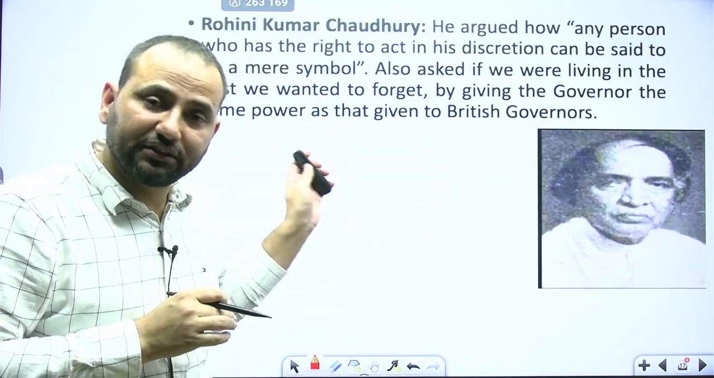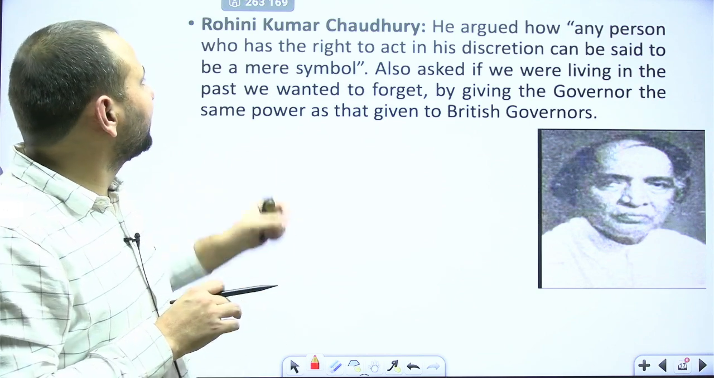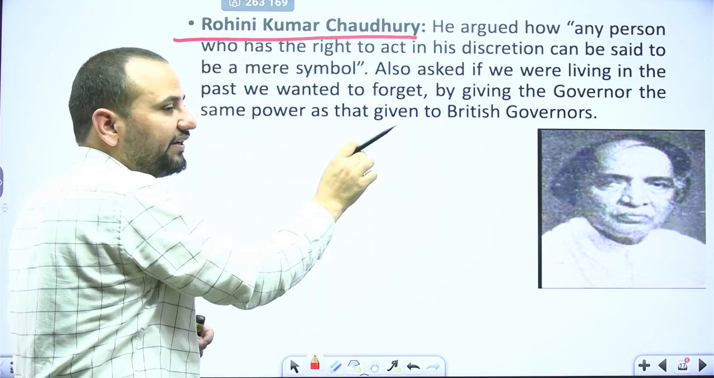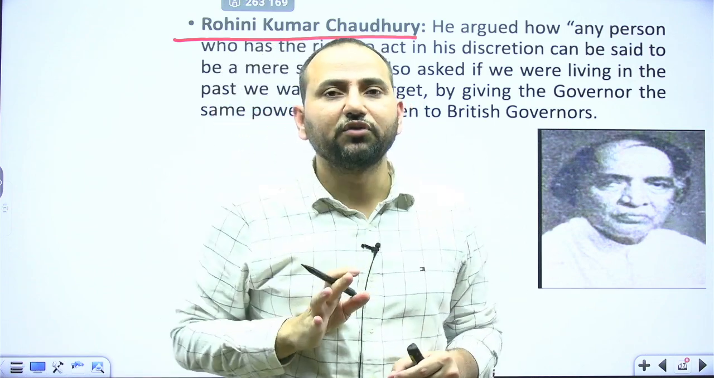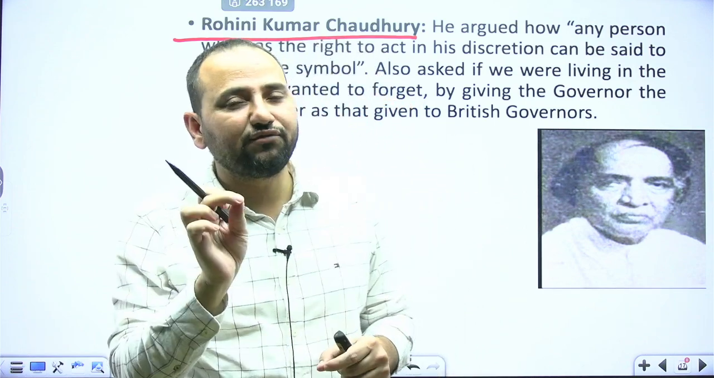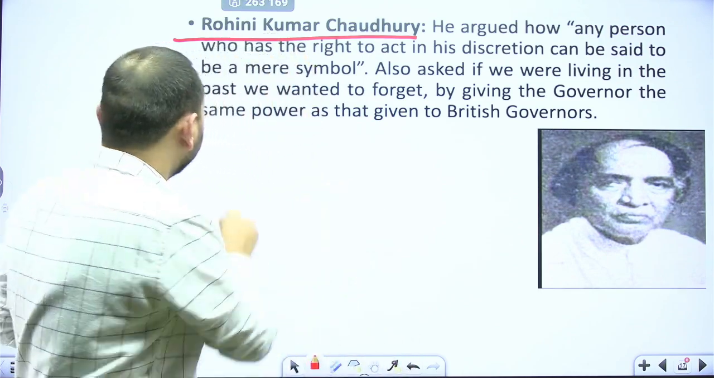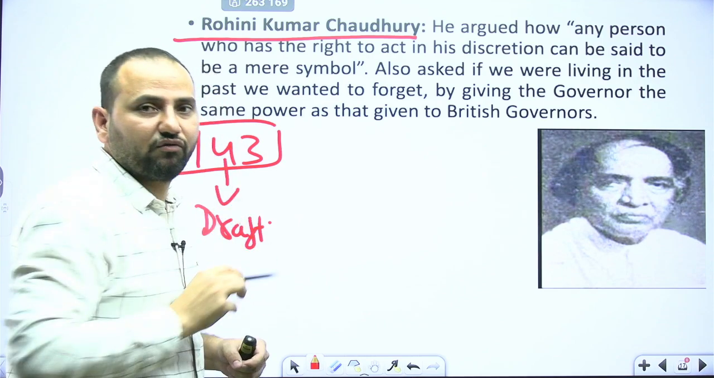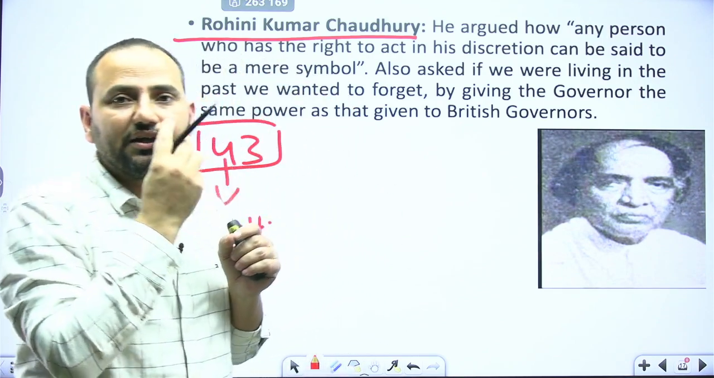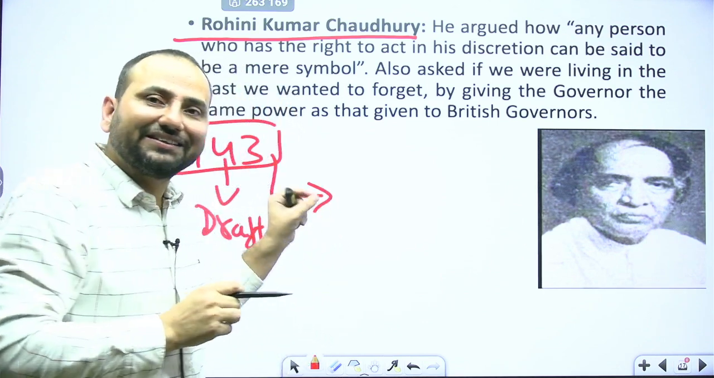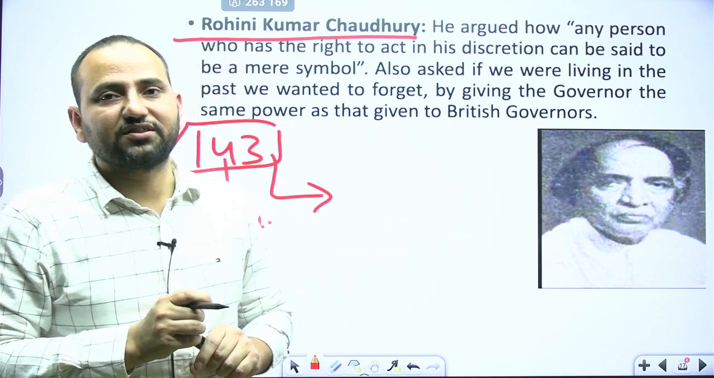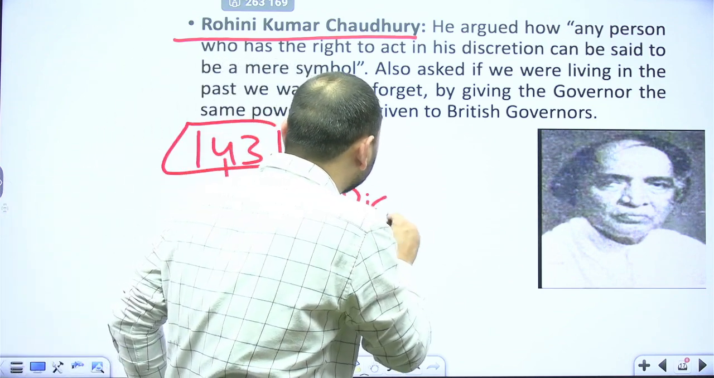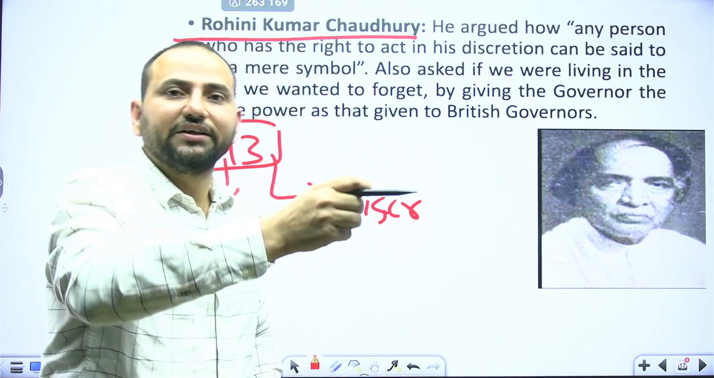However, there were various personalities in the Constituent Assembly who were not in support of this idea. For example, Rohini Kumar Chaudhary clearly specified that when we talk about the structure of the governor, the functions or the powers of the governor, we have to understand two dimensions. If you see the draft article 143 of the Constitution, it specified clearly that the governor will work on the aid and advice of the Council of Ministers. But along with working on the aid and advice of the Council of Ministers, the governor will also have some discretionary powers specified through the Constitution.